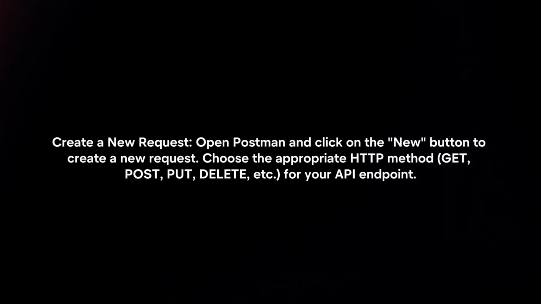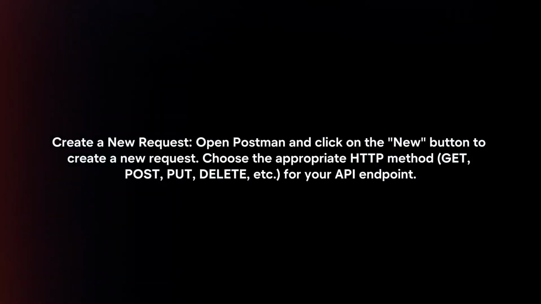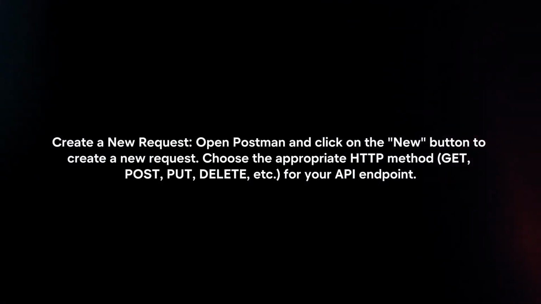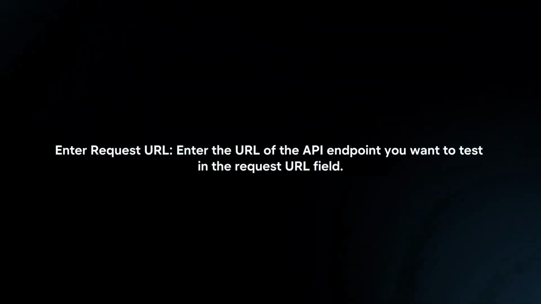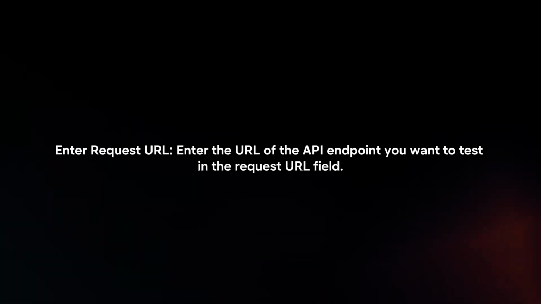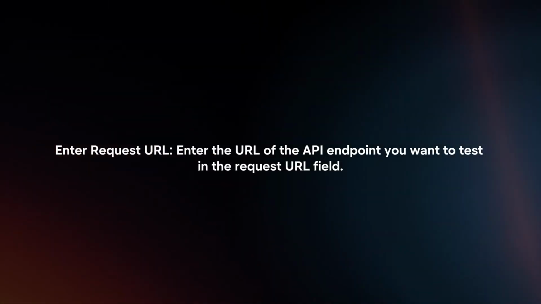Create a new request. Open Postman and click on the New button to create a new request. Choose the appropriate HTTP method for your API endpoint. Enter a request URL. Enter the URL of the API endpoint you want to test in the request URL field.